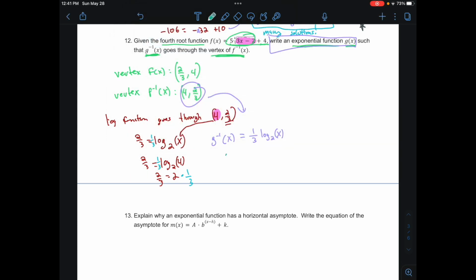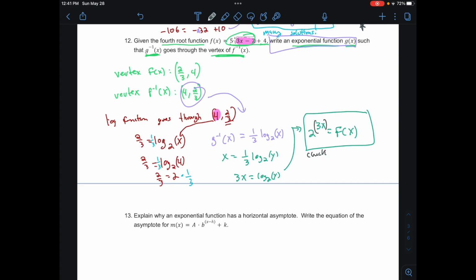So I can say x equals 1/3 log base 2 of y, multiply by 3. 3x equals log base 2 of y. Switch forms, and I get 2 to the 3x equals y, but y really is g of x. And voila. And I can double check with another check. Put parentheses here. So if I plug in 2/3 to this, 2 to the 3 times 2/3, I get 2 squared equals 4. So I plug in 2/3, get out 4.